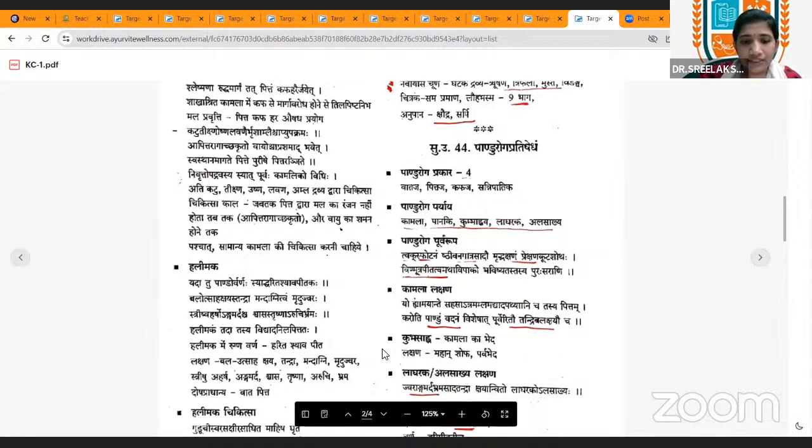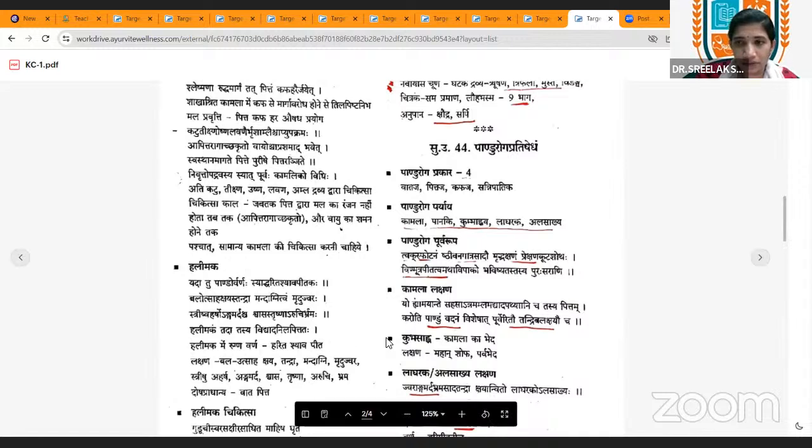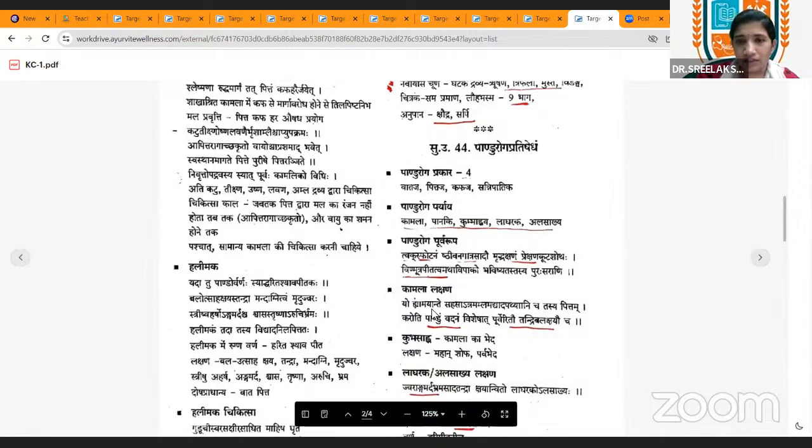Then the Chikitsa of Halimaka is also important. We can give Drakshavaleha and also Yashtimadhu basti. Abhaya Leha, which is mentioned in Kasa Chikitsa, can be given in Halimaka, and Guduchi Swarasa Kshira Siddha Mahisha Ghritam is also indicated. So for Halimaka, you have to learn the dosha pradhana, that is Vata Pitta, and its synonym is also important. And we can give the treatment of this Halimaka, that is Guduchi Swarasa Kshira Siddha Mahisha Ghritam. This is important.